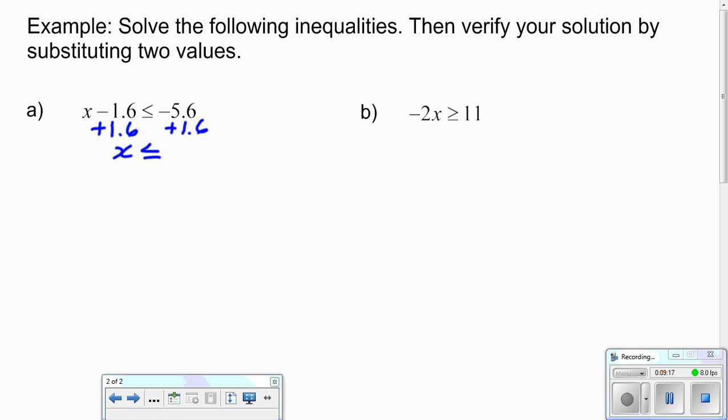Notice that with subtraction, we do not flip the inequality sign. It's only with multiplication or division of a negative. So then x must be less than or equal to -4.